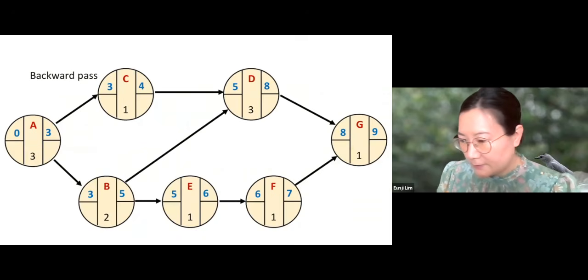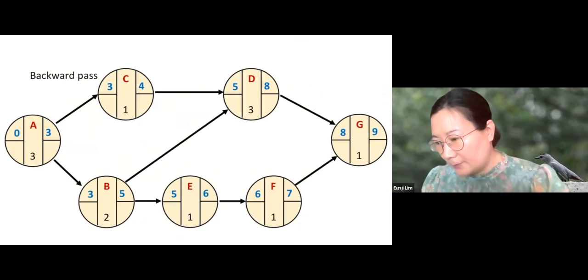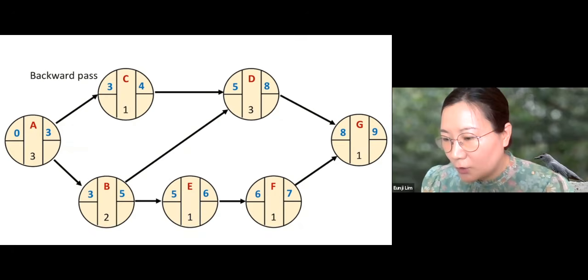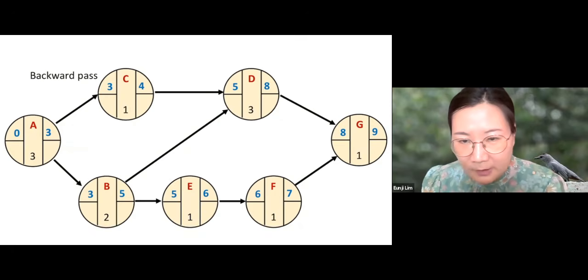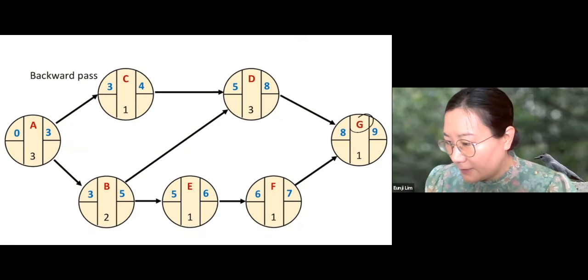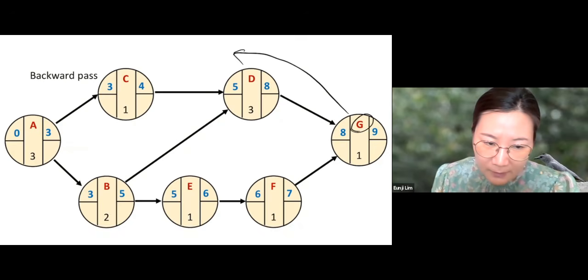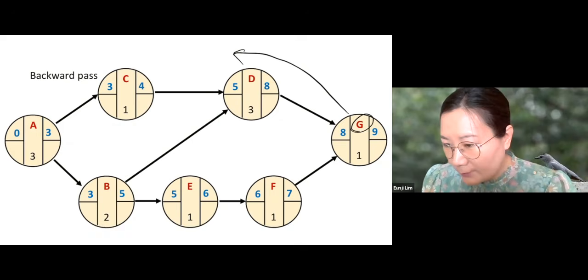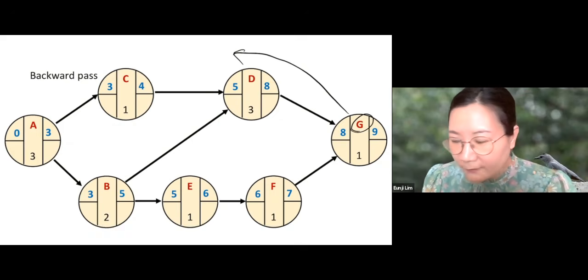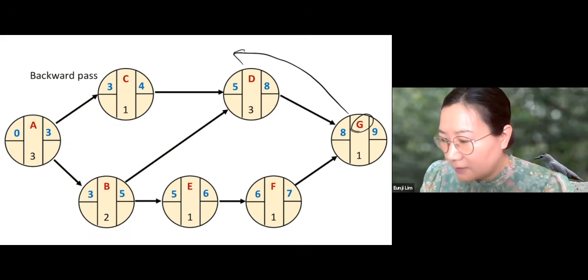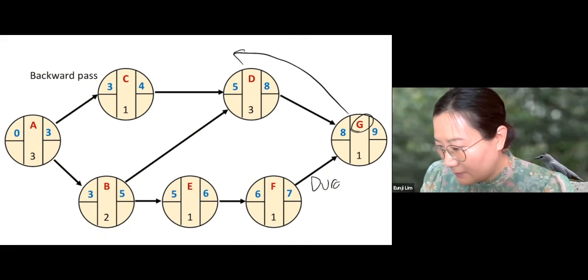Now let's fill out the lower parts. This part is called the backward pass, and we're going to start from the last activity, and we're going to go backwards and fill out the lower parts. Now, before we start the backward pass, we need to find the duration of the entire project. At this point, we can find the duration of the entire project.